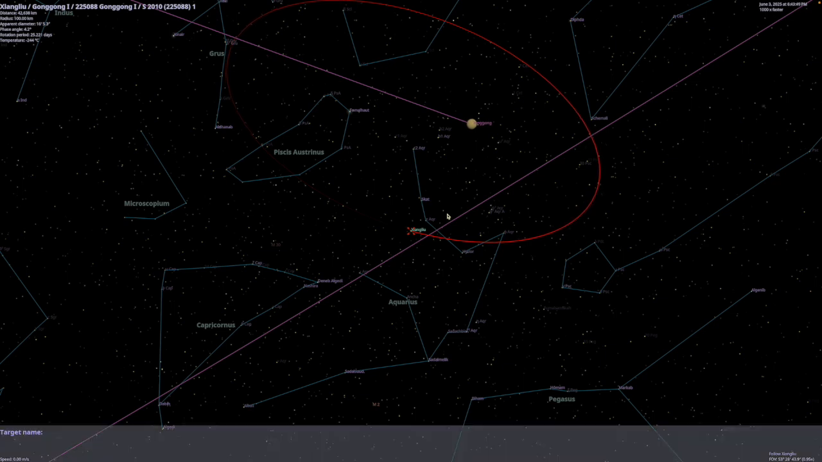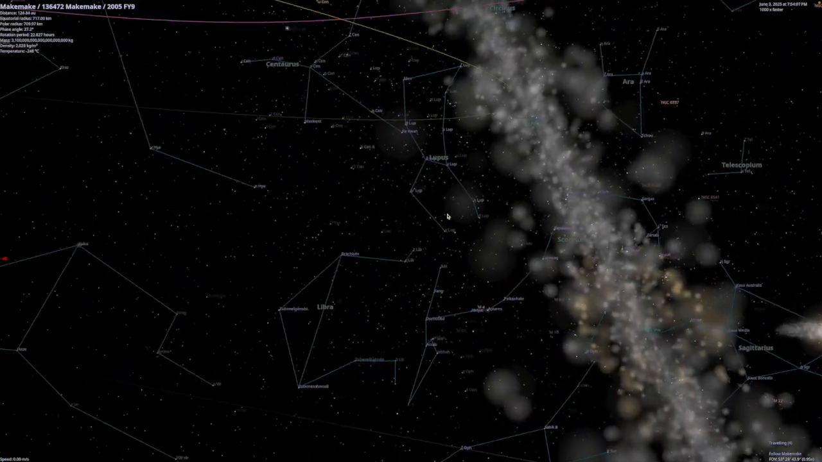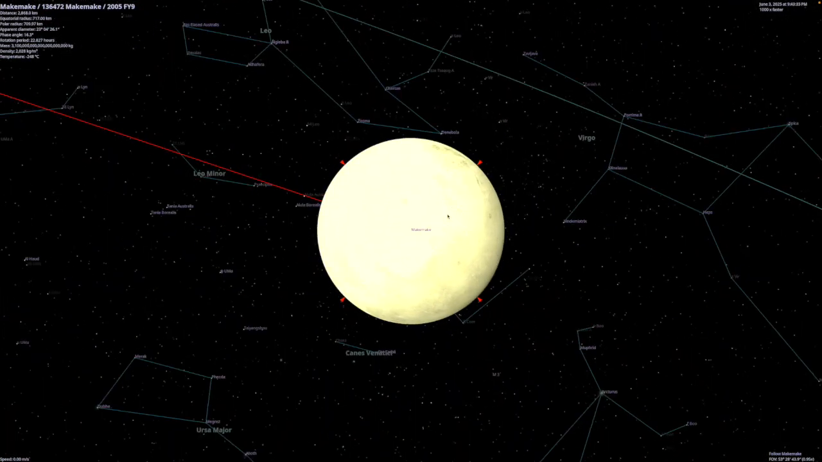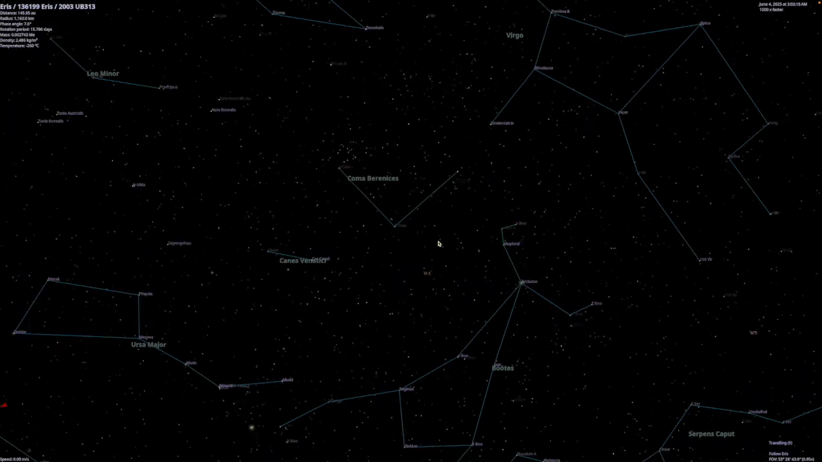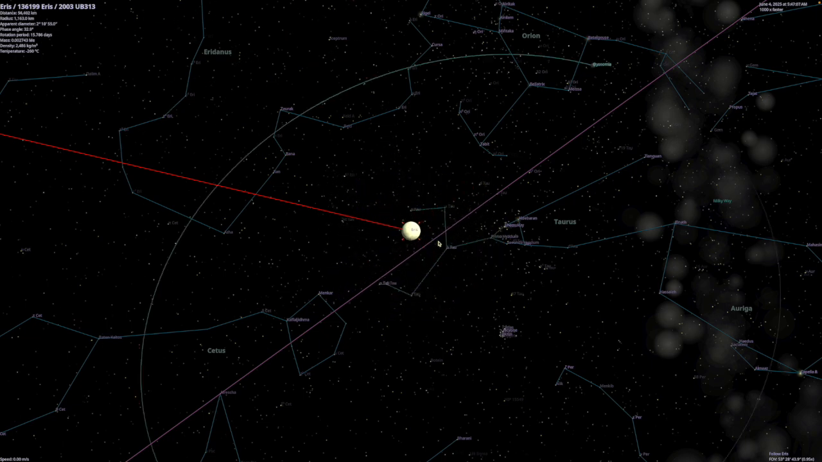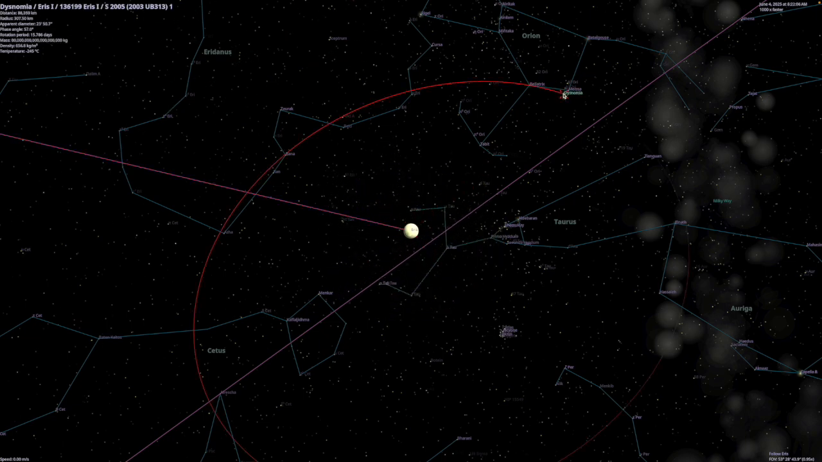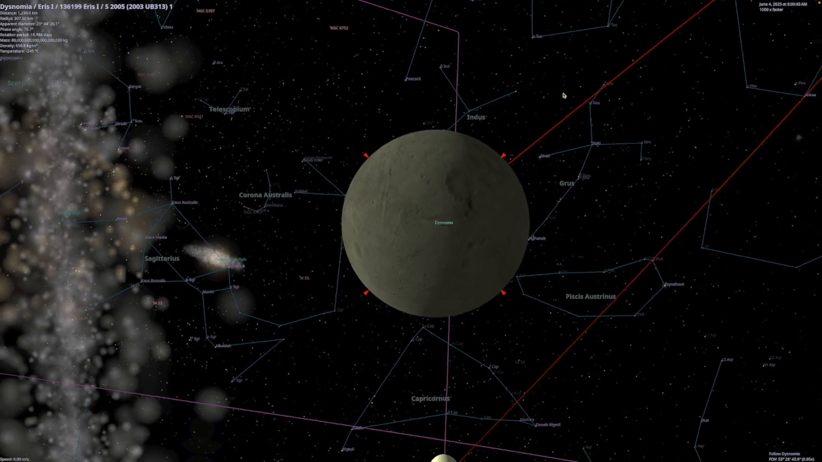Next we have Makemake, or however you pronounce it. I don't know how to pronounce these. It also has its moon. Here it is. Next we have Eris. Eris is the second biggest one; Pluto's the biggest. And it has its moon, Dysnomia. It's a pretty big moon, 300 kilometers in radius.